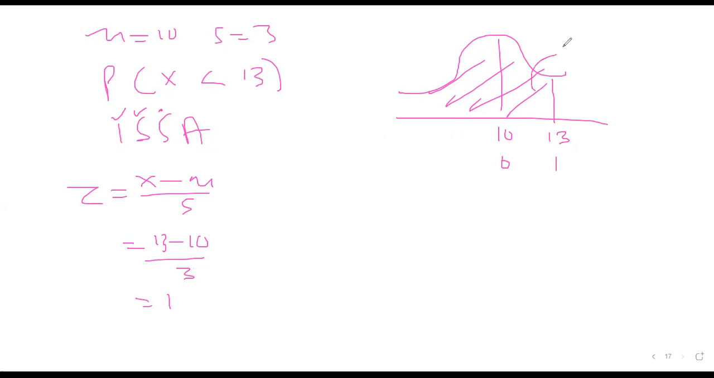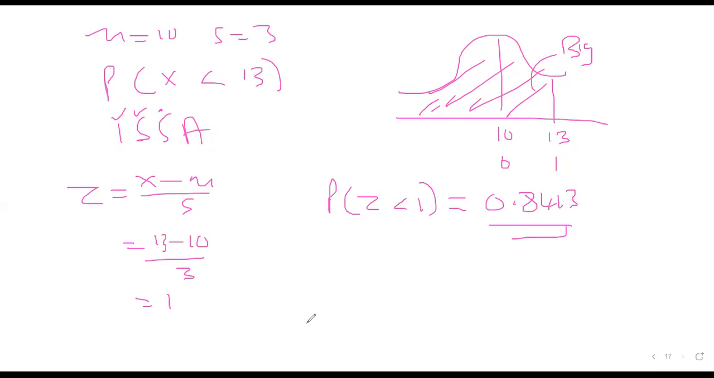So what is the shading? It is a big shading. So what are we going to do when we read? This is as good as Z less than 1. So we read directly. And we know that 1, we've now memorized, is 0.8413. So this is about 84%.